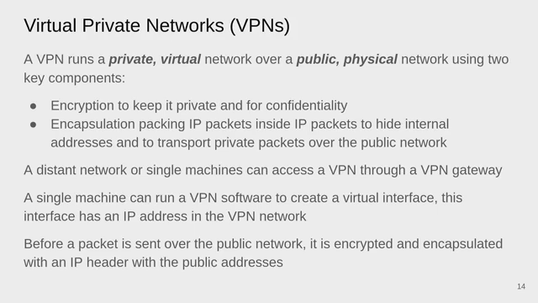Distant networks or single machines can access a VPN through the VPN gateway, and then your laptop or whatnot can run VPN software to create a virtual network interface. All the traffic that is sent to this virtual network interface is then sent to the virtual private network. Before the packet is sent, it is encrypted and encapsulated with an IP header and the public address.